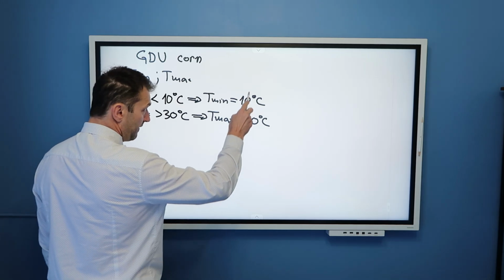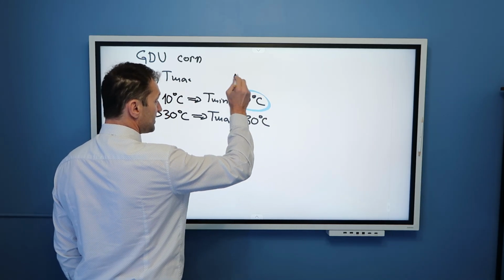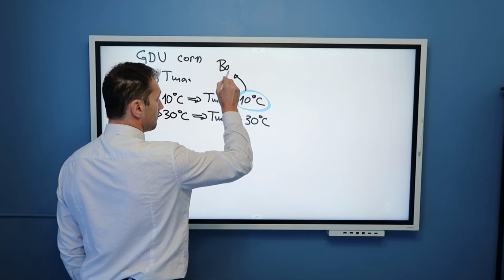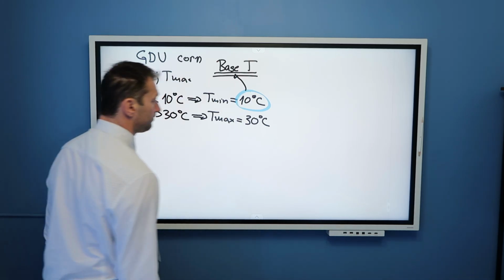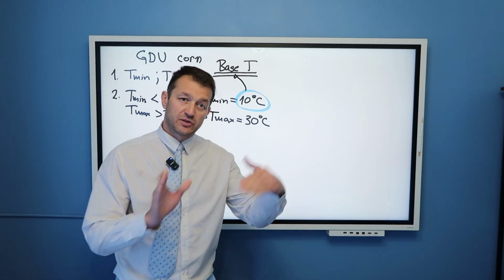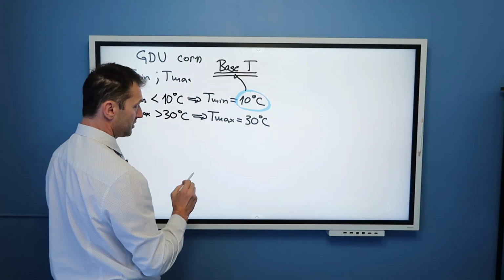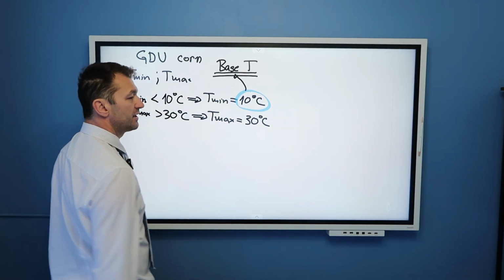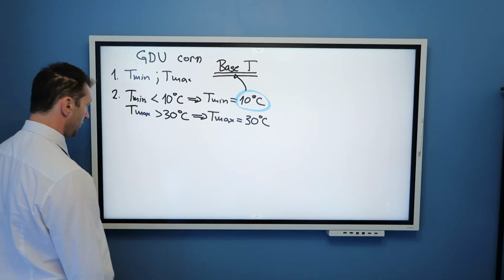This value of 10 degrees Celsius is also known as the base temperature. And clearly now different species, different plants will have different base temperatures. Corn has 10 degrees, but you will see later that some different plants have different values.